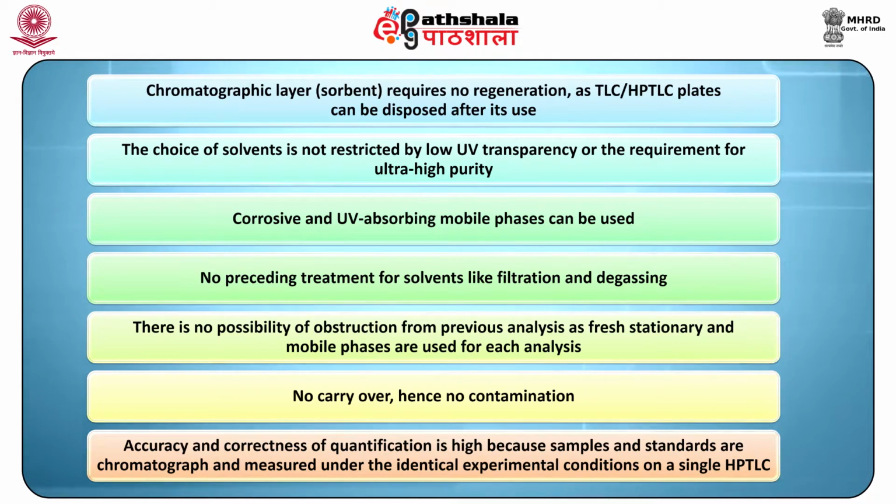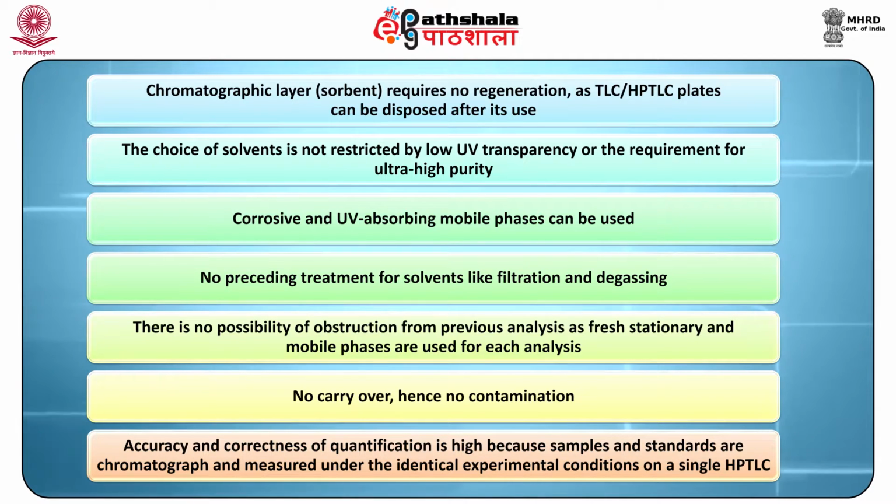Chromatographic layer sorbent requires no regeneration, as HPTLC plates can be disposed of after use. The choice of solvents is not restricted by low UV transparency or by the requirement for ultra high purity. Corrosive and UV absorbing mobile phases can be used. No preceding treatment of these solvents, like filtration and degassing, is needed. There is no possibility of obstruction from the previous analysis, as fresh stationary and mobile phases are used for each analysis. No carryover, hence no contamination.